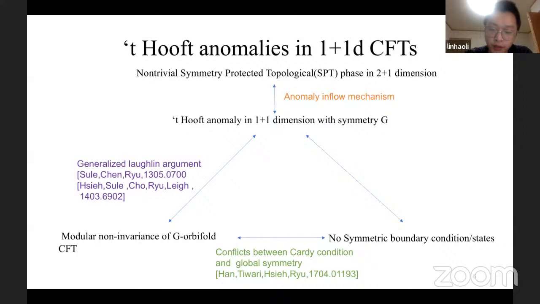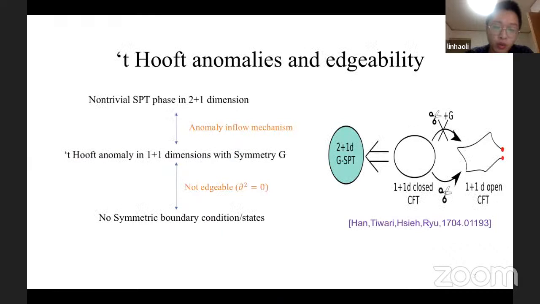We can also look at this correspondence in another light. An anomalous CFT cannot exist as a pure 1+1 dimensional system, and it must be realized at the boundary of a 2+1 dimensional non-trivial SPT phase. Therefore, this anomalous theory cannot admit a boundary keeping the symmetry G, since the boundary of a boundary always vanishes.